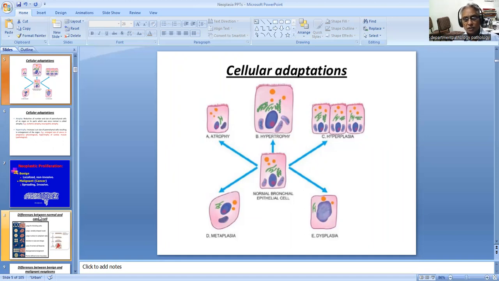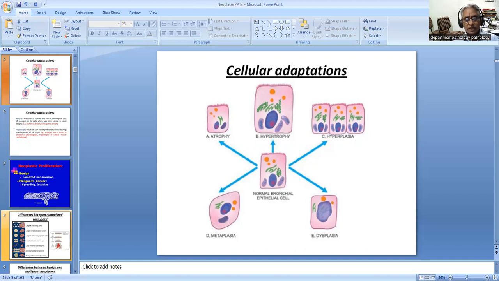What happens in this? There are cellular adaptations in a normal cell. In varied situations, these cells can respond in different ways. Either there can be an atrophy of the cell, so the cell becomes small, or there can be a hypertrophy of the cells, where cell size becomes big but the number remains the same. Third, in various situations of stress or need, there could be a hyperplasia. Hyperplasia means there is an increase in the number of cells. What is the difference between hypertrophy and hyperplasia? In hypertrophy, cell size is increased, while in hyperplasia, the cell number is increased.